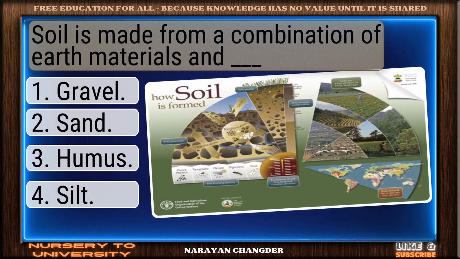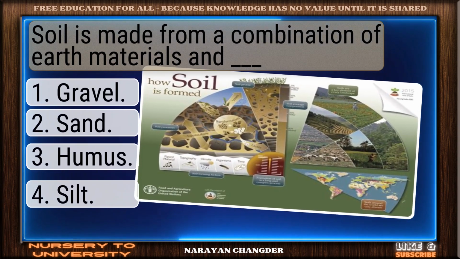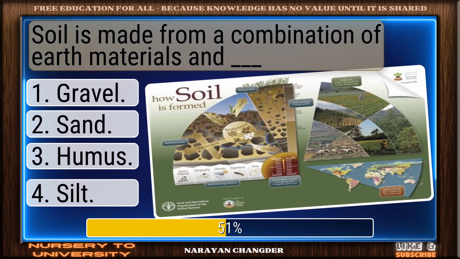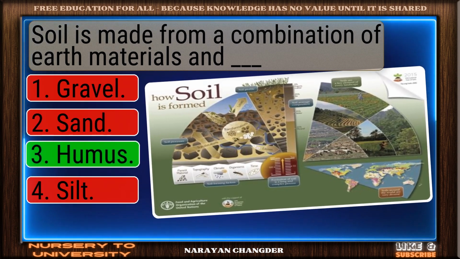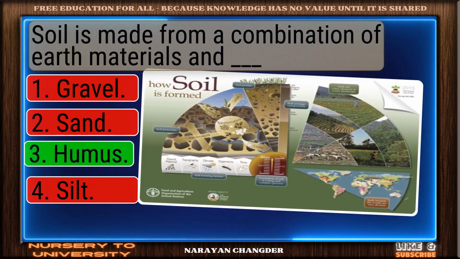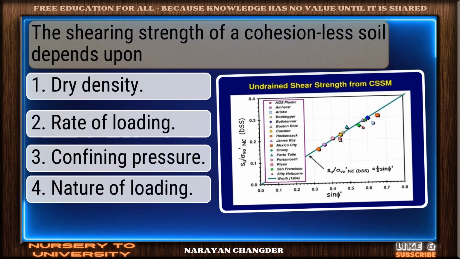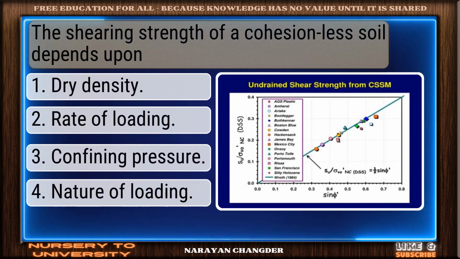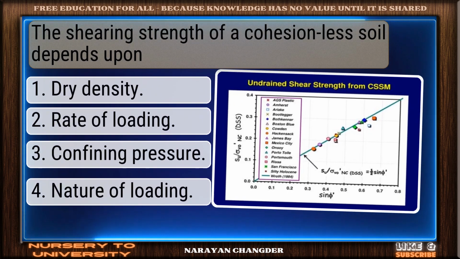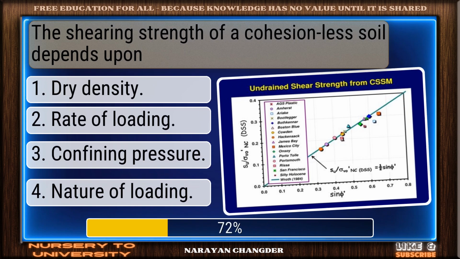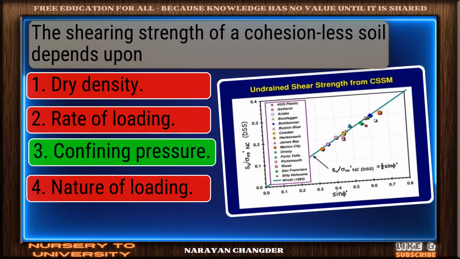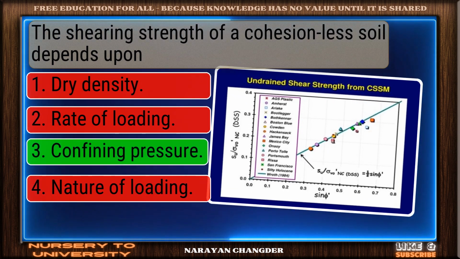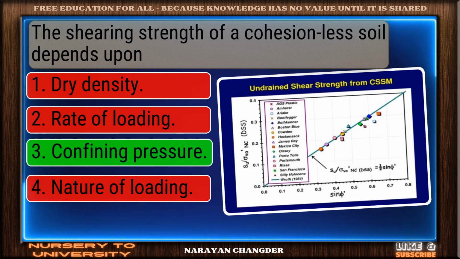Soil is made from a combination of earth materials and dash. Well picked. Humus is the correct answer. The shearing strength of a cohesionless soil depends upon... Nice work. You chose confining pressure, and it is correct.